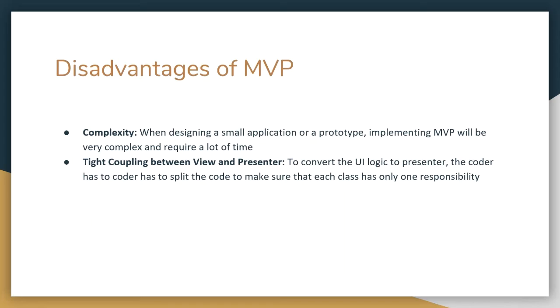Disadvantages of MVP: complexity. When designing a small application or a prototype, implementing MVP will be very complex and require a lot of time. There is tight coupling between the view and the presenter. To convert the UI logic to the presenter, the coder has to code and split the code to make sure that each class has only one responsibility.